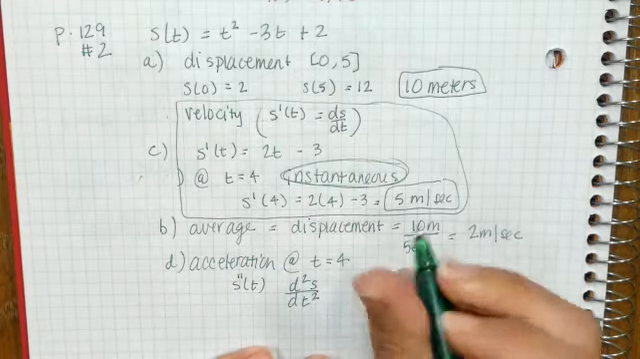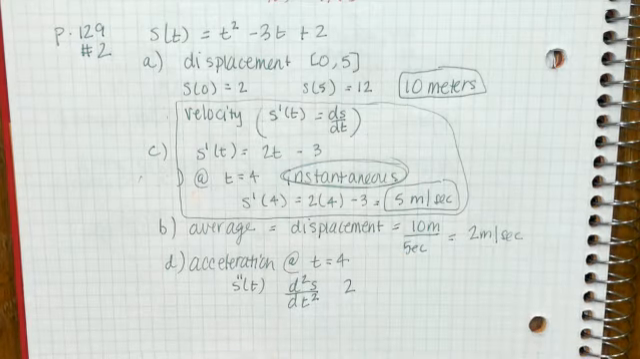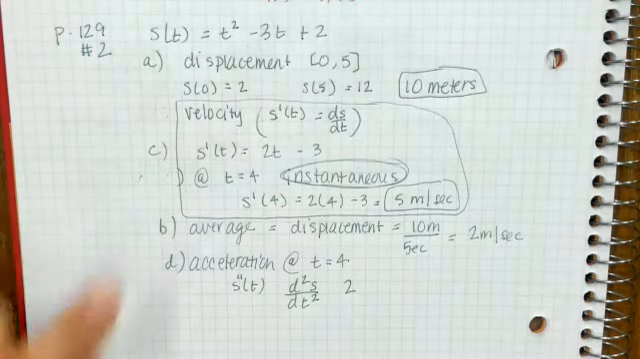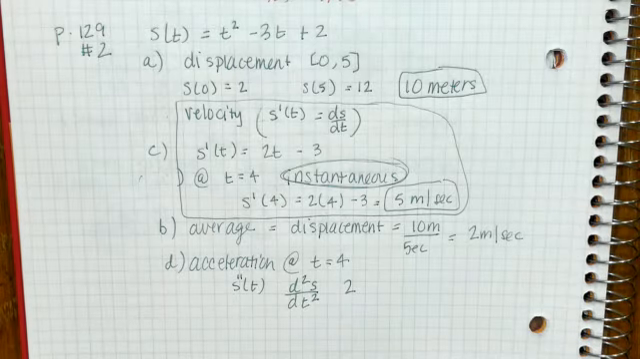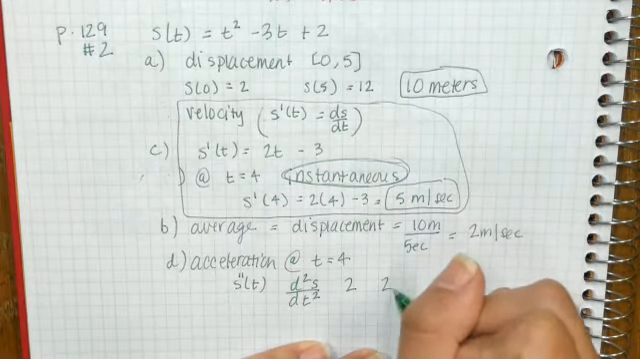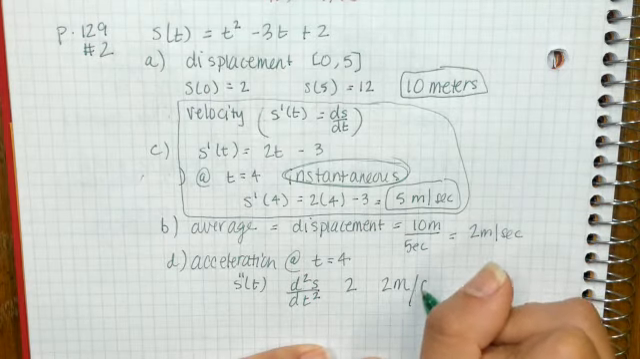Okay, so this is going to be 2. Power rule, derivative of a constant is 0. So the power rule gives 2. That's just a constant. So the acceleration at any point in time for this particle is 2 meters per second squared.